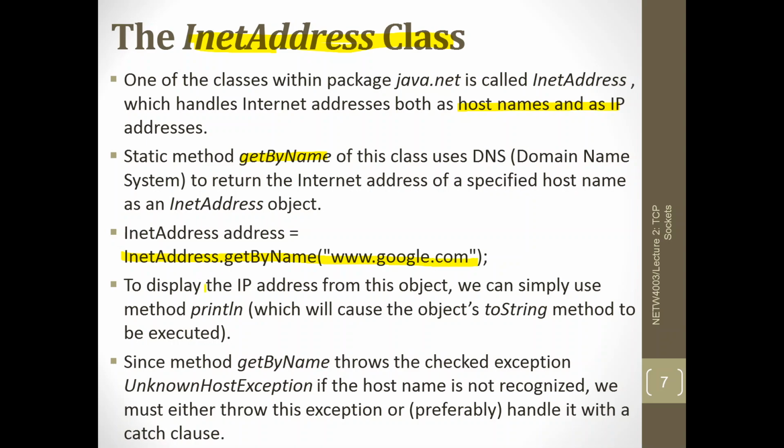("www.google.com"). Running the code will actually make a connection to the local DNS server to look up the name and the numeric address. If the DNS server cannot find the address, then this method throws an UnknownHostException. We prefer to handle it with a catch clause. To display the result of the getByName method, that is the IP address, you can simply use the method println.